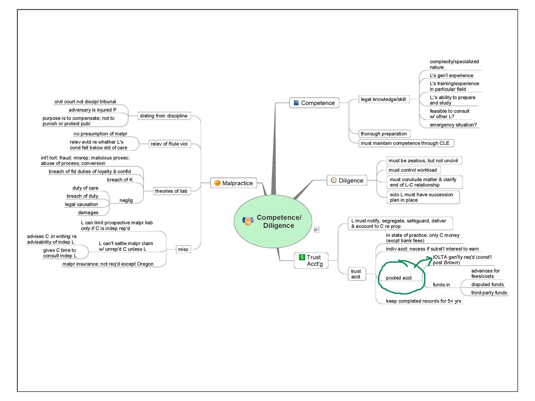charitable and educational purposes. What funds go into the trust account? Advances on fees and costs, any funds in dispute, and any funds belonging to a third person. A lawyer's got to keep complete records for 5 years.